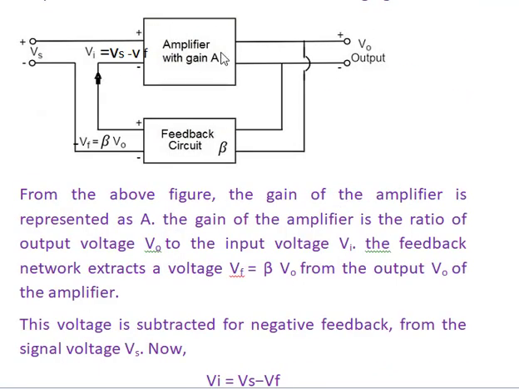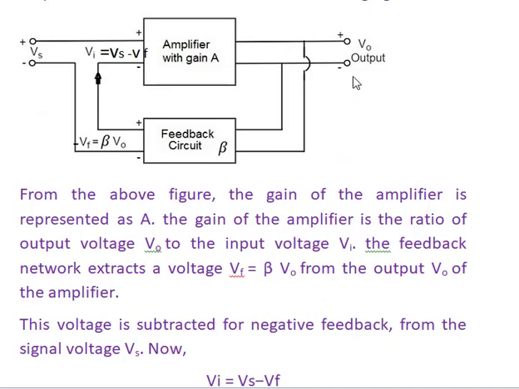Here it is the amplifier with the gain A. The A represents the gain of the amplifier. The gain of the amplifier is nothing but the ratio of the output voltage VO to the input voltage given to this amplifier. Vi is the input voltage given to the amplifier. VO is the output voltage that appears in the output of the amplifier. So gain A is equal to VO divided by Vi.